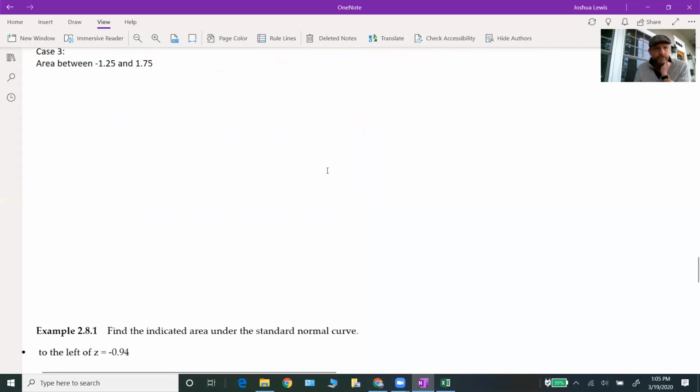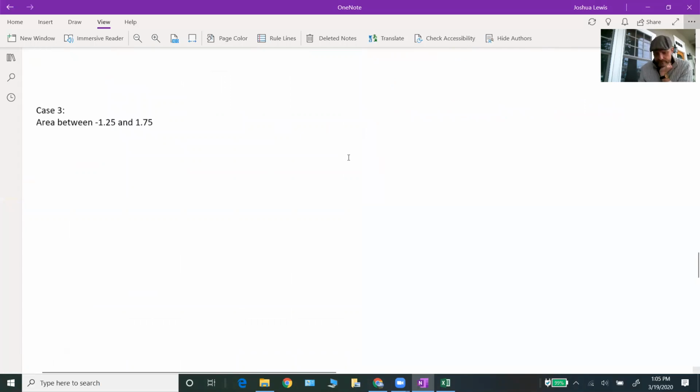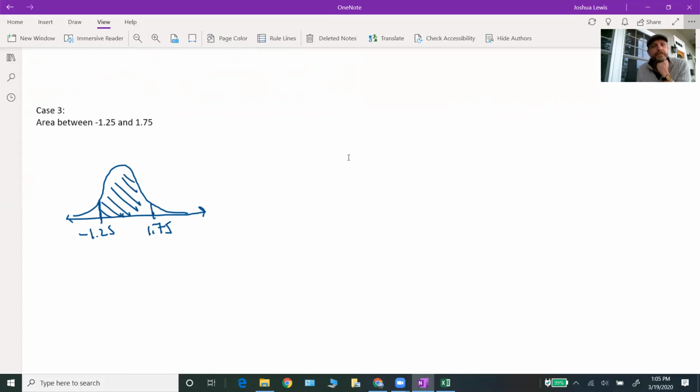All right, case 3, the area between. Well, again, let's draw this out. Here's my lovely normal distribution. It might not be lovely. It's just not too ugly. Here's my negative 1.25. I'll call that 1.75. And the area that I want is all this. All right. So the area, again, I'm stuck with the features in Excel.